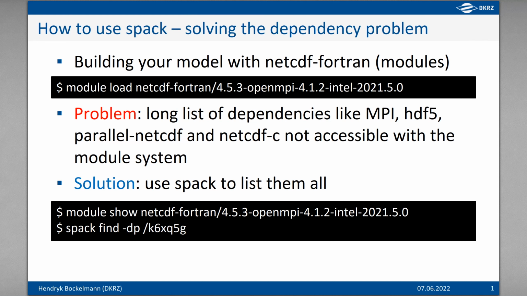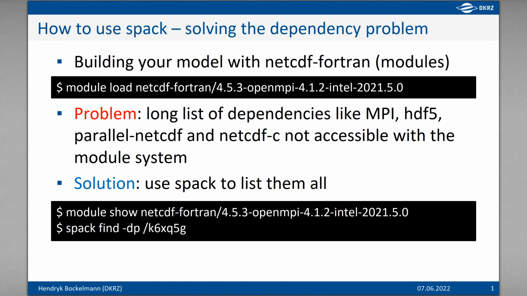So for example, here is a problem. If you need to run or compile your code with netcdf Fortran, you can use the module load for a specific version of netcdf Fortran, but then you also need a long list of dependencies to compile your code, like MPI, HDF5, parallel netcdf, and so on and so forth. That's not shown. If you just do a module show on the netcdf module, you will not see all these dependencies. But you will see this magic hash, which is here, K6XQ5G. That's the magic hash that Spack assigns to this installation of netcdf Fortran.